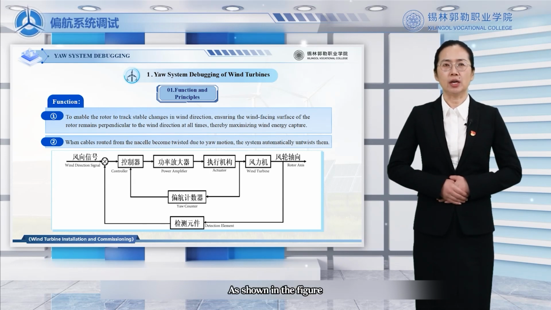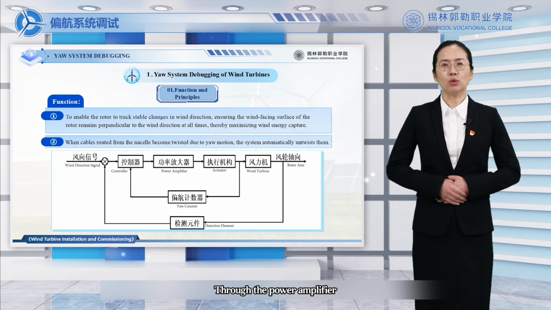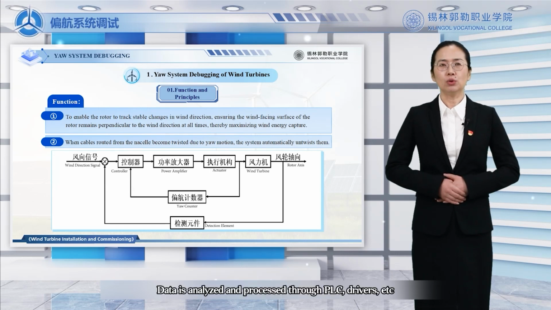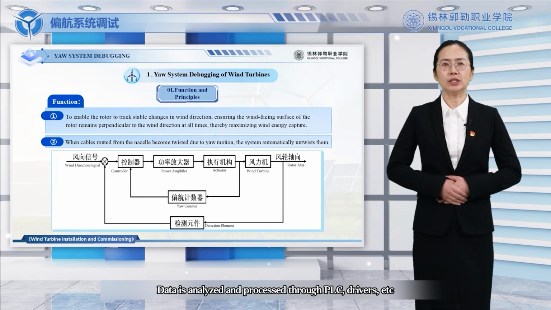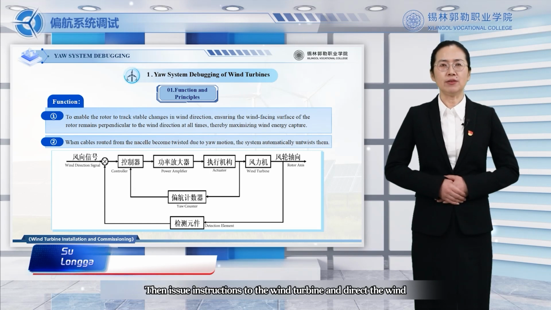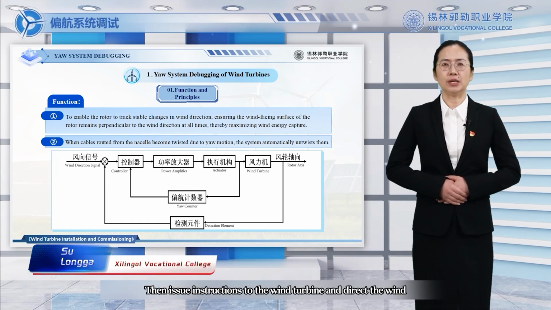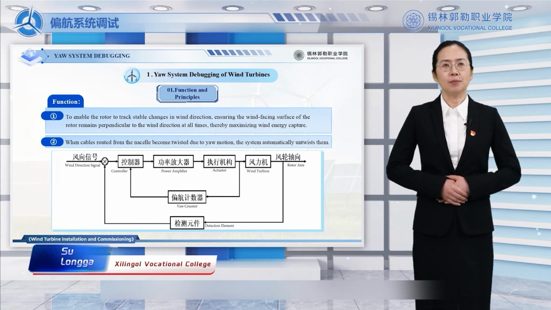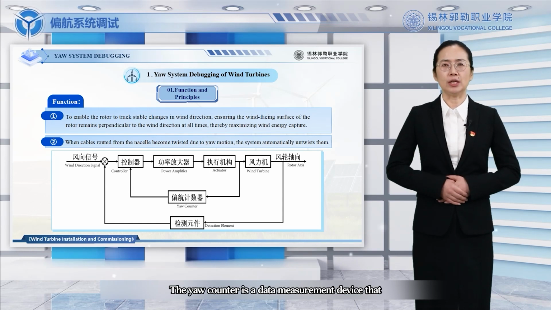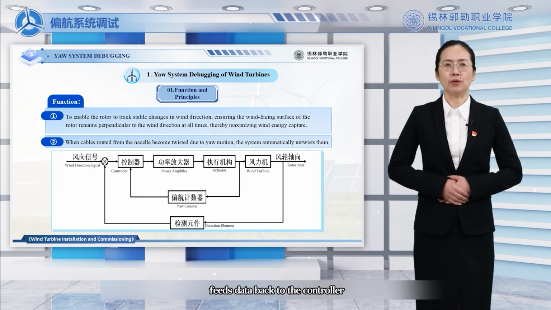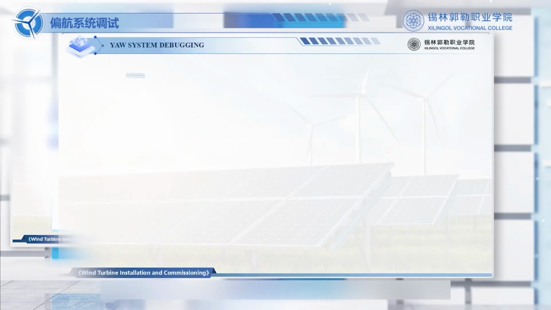As shown in the figure, the wind direction signal is fed back to the controller. Through the power amplifier, the signal is converted and amplified and sent to the computer system. Data is analyzed and processed through PLCs, drivers, etc. Then instructions are issued to the wind turbine to direct the wind. The yaw counter is a data measurement device that feeds data back to the controller.